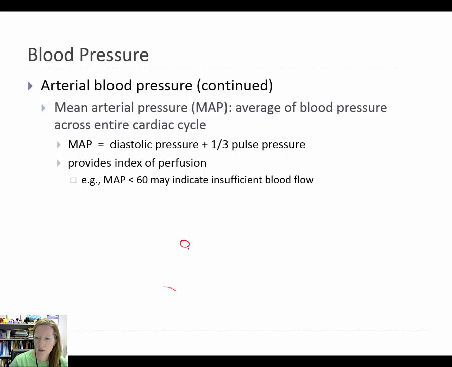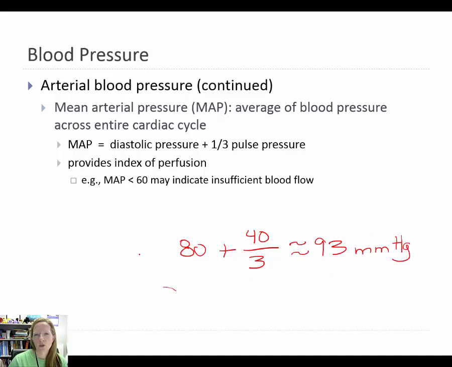So if diastolic is usually 80, and then you take your pulse pressure, we just found our pulse pressure, and divide it by 3, then we should get about 93 millimeters of mercury. I say about because there is a decimal point that we're not going to worry about. So really anything between 70 to 110 millimeters of mercury is going to be adequate perfusion. Anything less than 60 indicates that there is insufficient blood flow throughout the entire circuit.